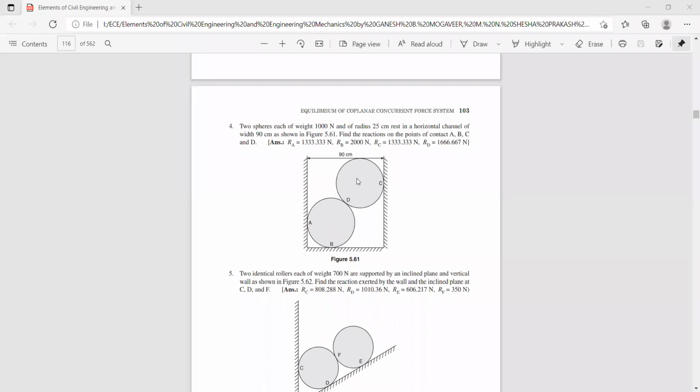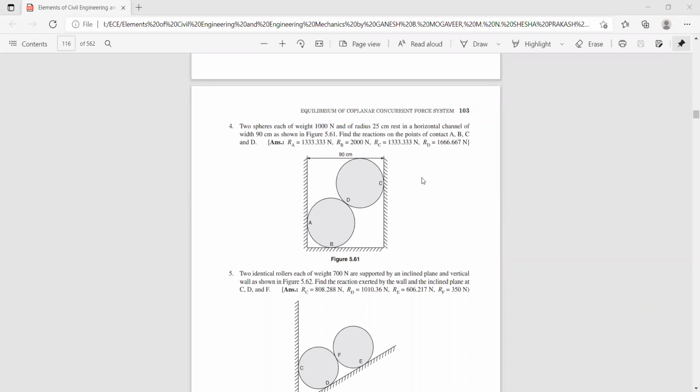Here you have 3 forces. One is RC acting in the horizontal direction towards the negative axis, and RD acting in the first quadrant, making an angle of 36.86 with respect to horizontal, and the weight of the sphere acting vertically downwards. You can either apply Lami's theorem or the equilibrium method. Let us apply the equilibrium method for sphere 2.